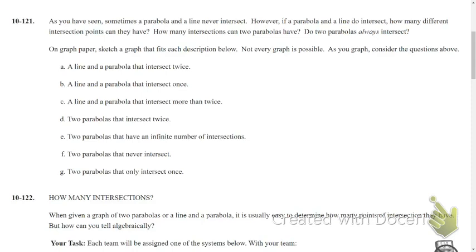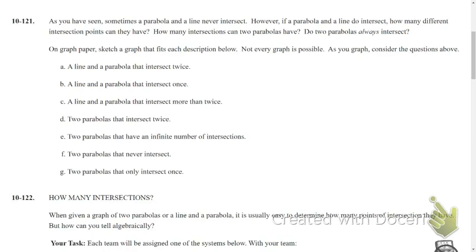As you graph, consider the questions above. So I want you guys to just pause, take a moment here, and sketch each one of these 7 situations, A through G. You don't have to use graph paper. It could be a pretty sloppy sketch, but just see what you come up with. For example, for A, graph a line and a parabola that intersect twice. Just do a simple sketch with that. You don't even need your X and Y axes for this. So again, pause the video and come back when you have the solutions to all of these.